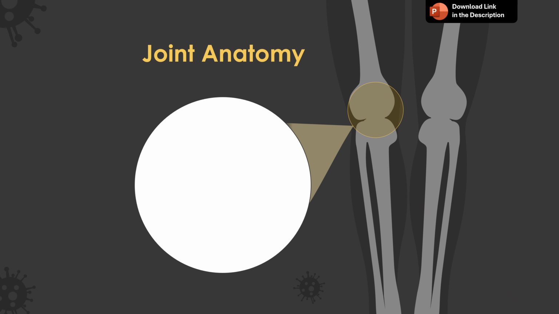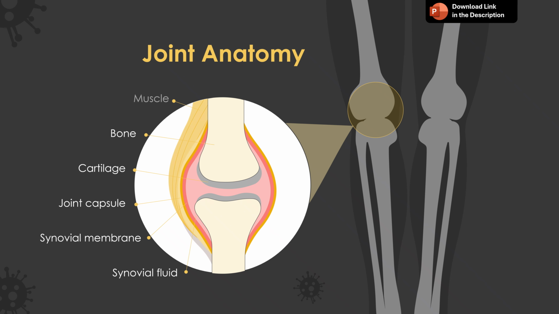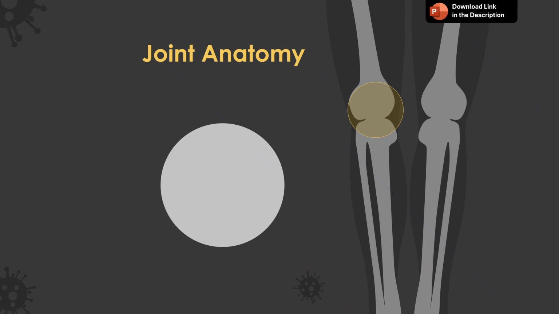The joint is a complex structure composed of multiple interacting components. Bones form the skeleton framework, while cartilage cushions their articulating surfaces. The joint capsule encloses this structure, lined internally by the synovial membrane. This membrane secretes synovial fluid, which reduces friction during movement. Surrounding muscles provide stability and enable motion.